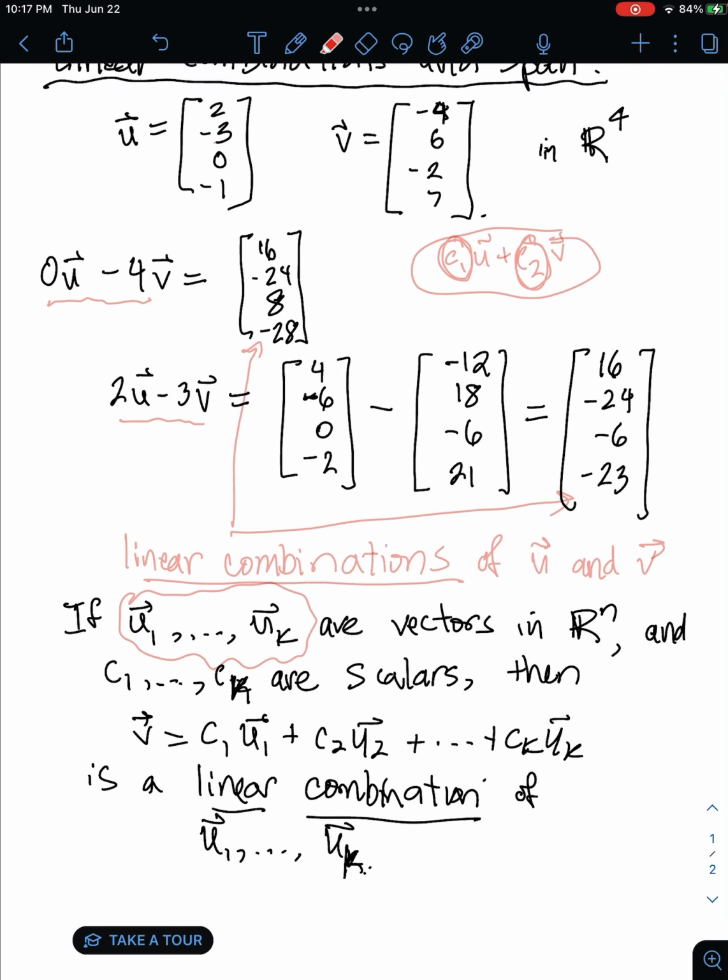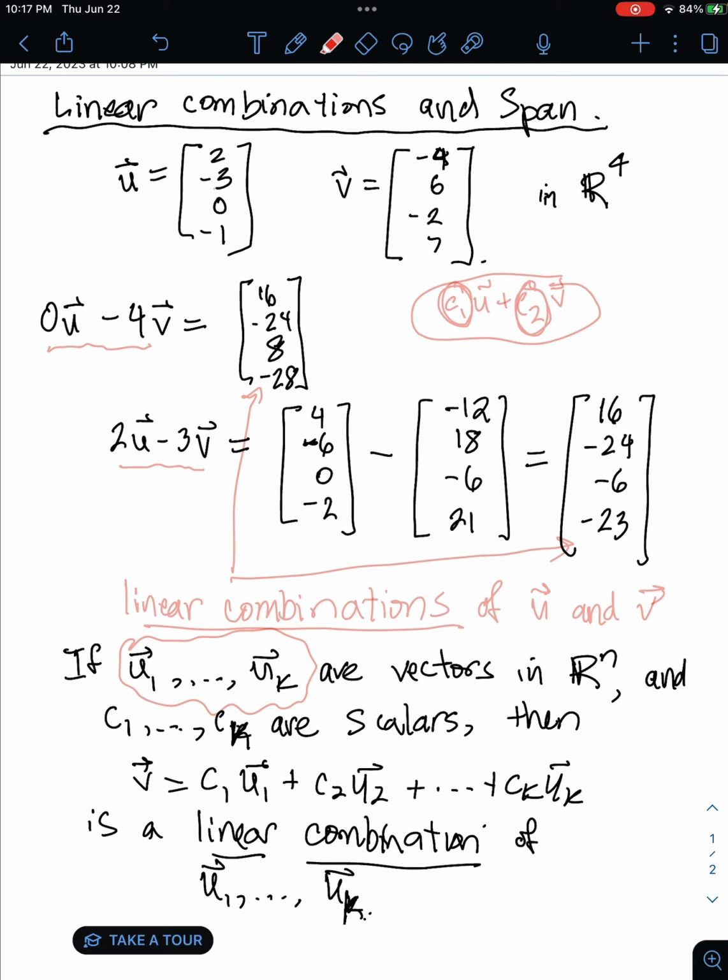Okay. And of course, in the example that we were talking about with u and v in R4, just to make sure we're clear, n is going to be 4 in this example, and k is 2. So this u would be like u1, if you want to match it up exactly with the definition, and then this v would be your u2.